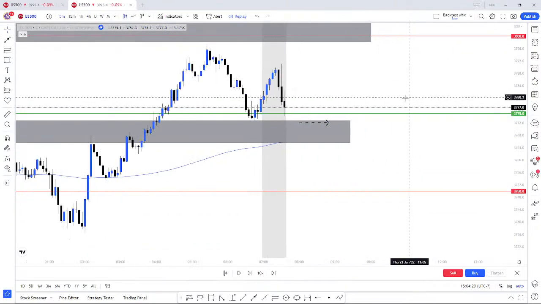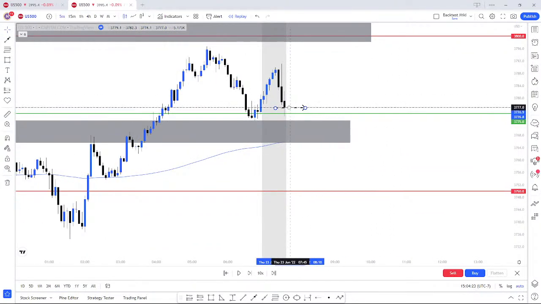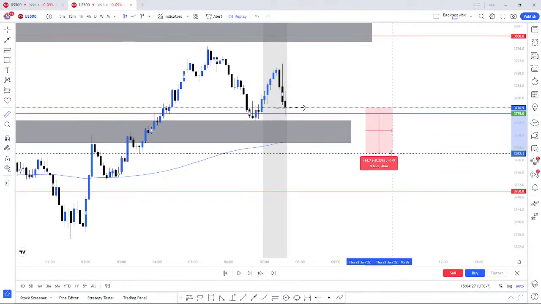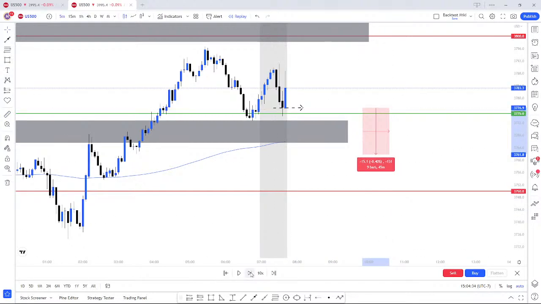We're gonna take this trade. Let me see. I think I'm gonna take this trade. Let me check the risk. Yeah, doesn't look too bad. 150 points. Yeah, I'm gonna take this trade. Let's see how it behaves.